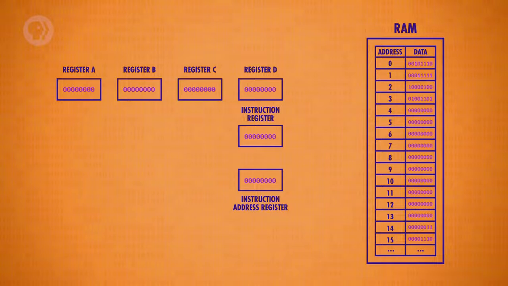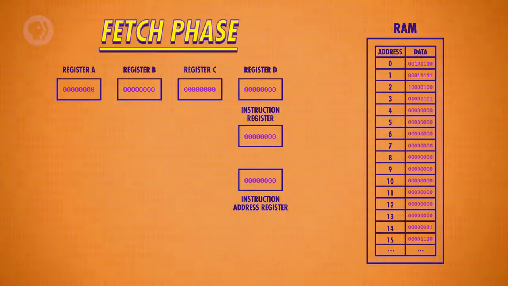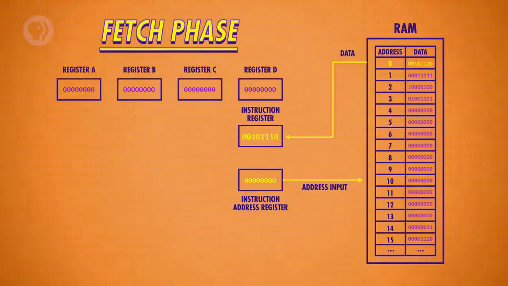The first phase of a CPU's operation is called the fetch phase. This is where we retrieve our first instruction. First, we wire our instruction address register to our RAM module. The register's value is 0, so the RAM returns whatever value is stored in address 0. In this case, 00101110. Then this value is copied into our instruction register.